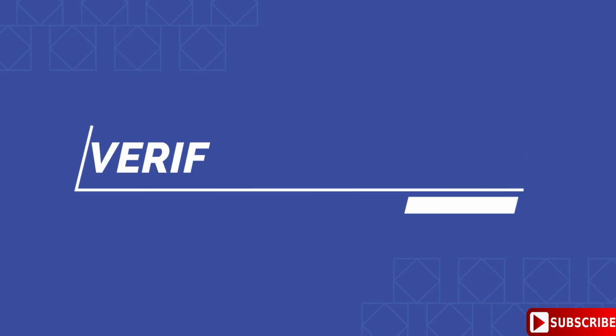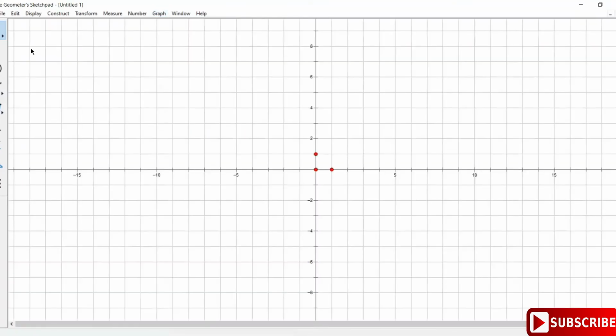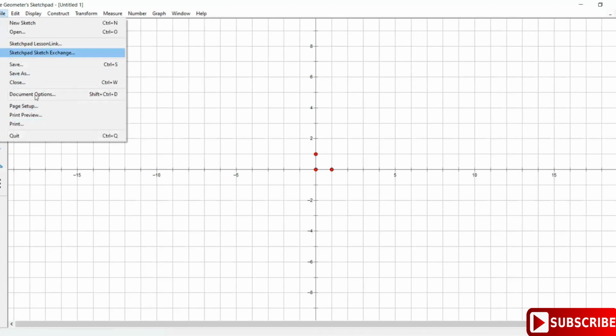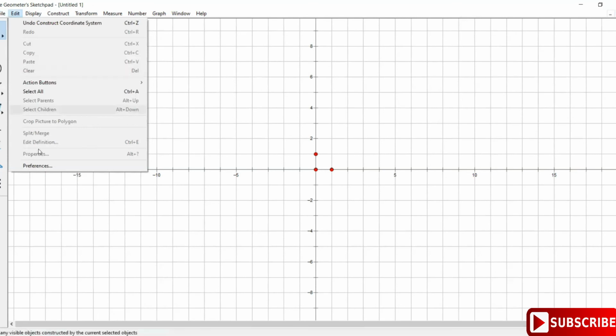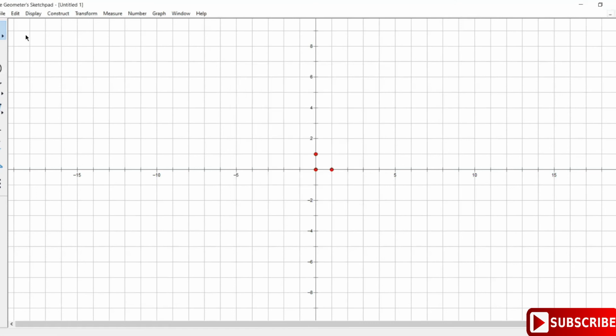So here's the sketchpad. Again, we have to go to Graph, Rectangular Grid. Let us get rid of this. Preferences, how do I want it? I want distance in tens. All right, now look at this. We said that the locus is a circle with center (0, 0) and radius root 3. This is 1. Root 3 is 1.7. 1.7 is about here.